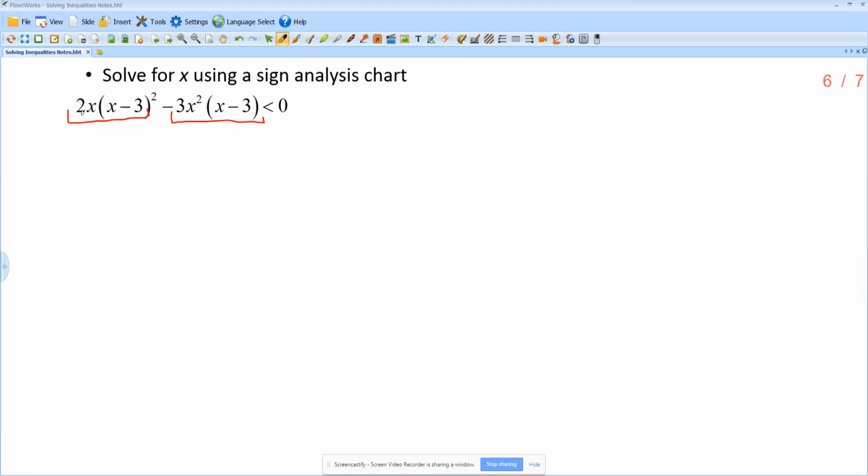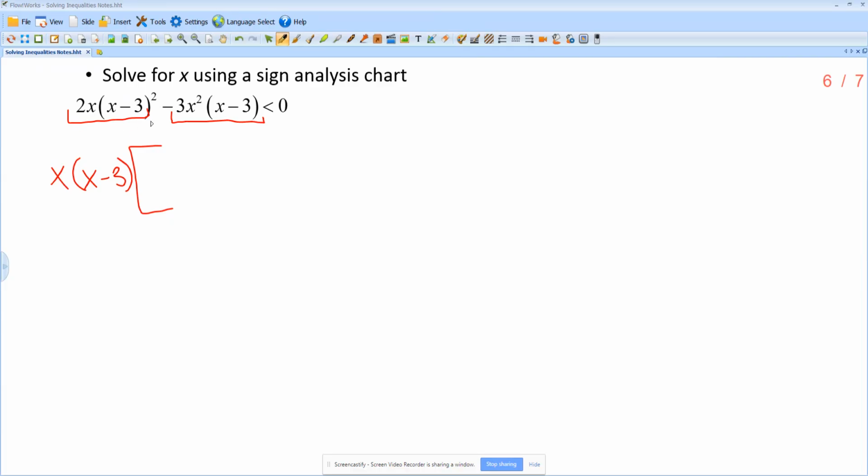So when I look at them, I have 2 and 3. Well, there's nothing I could take out of 2 and 3. There's x and x squared. So from that, I can take out a single x. And I have x minus 3 squared and x minus 3. From that, I can take out an x minus 3, just one of them, because you have to take out from both. Then in this bracket, I'm just going to use this as like a giant parentheses.